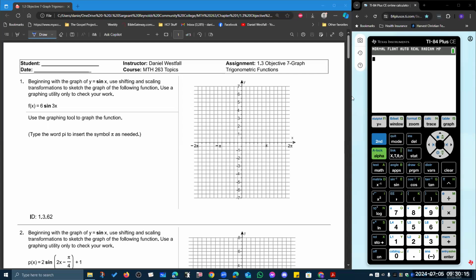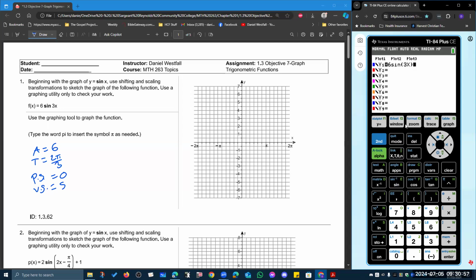So this is a sine function that has an amplitude of 6. Its period is going to be 2 pi divided by this omega of 3, which is 2 pi over 3. My phase shift is 0, and my vertical shift is also 0 because I'm not subtracting or adding anything in here with x. I'm not adding or subtracting anything out here outside of y. So I have y equals 6 sine of 3x.